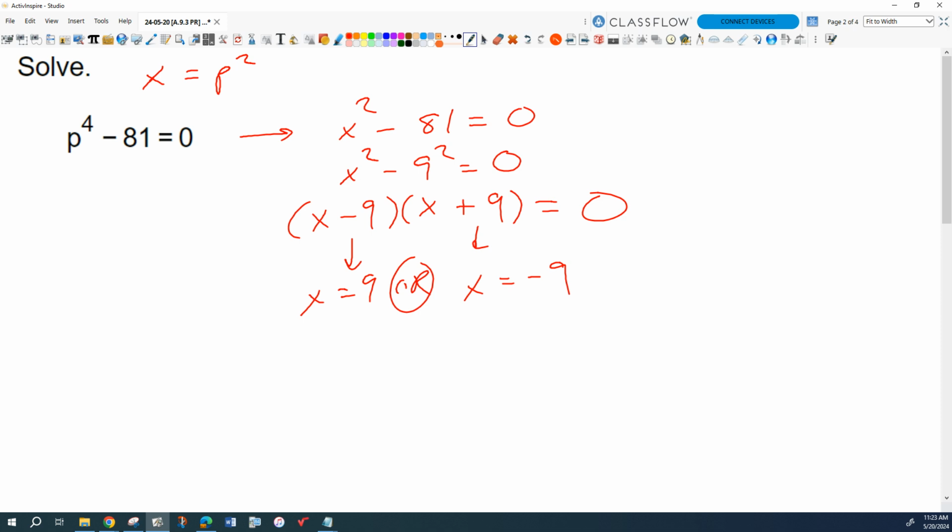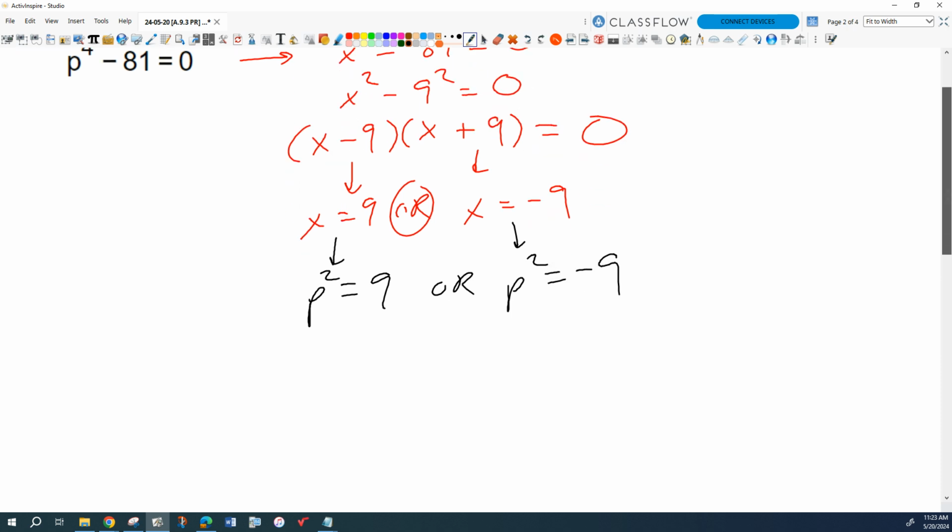Because look, we made this substitution. Our original problem was in terms of p's, not x's. So I have to flip back to p's. If I change that x back to p squared, I either get p squared equals 9 or p squared equals negative 9.